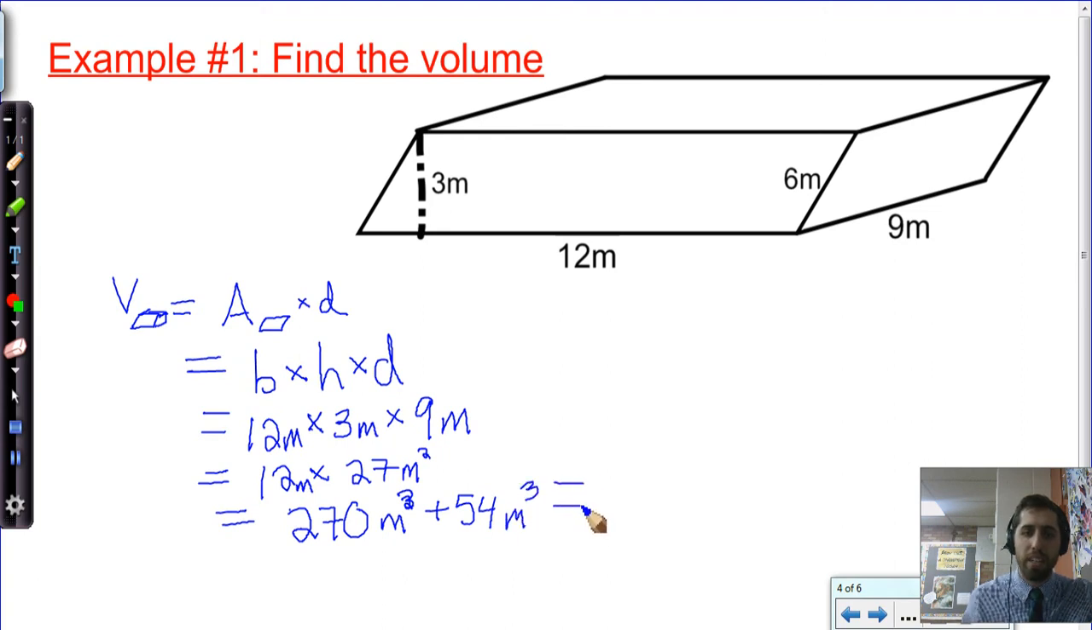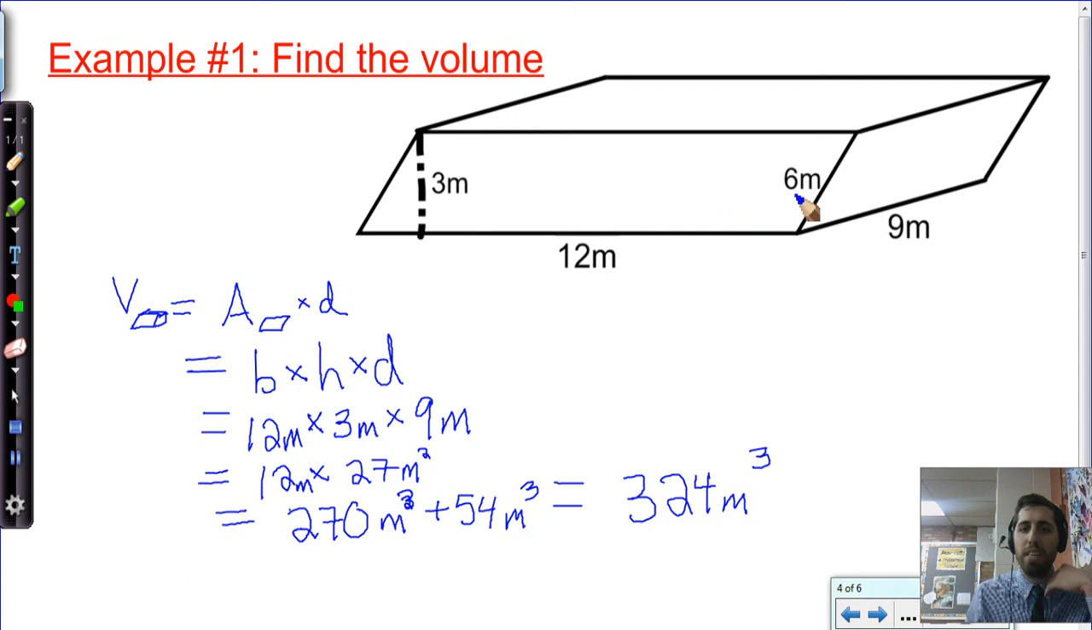So our final answer we're going to get here is going to be 324 meters cubed. And again, it's meters cubed, not just because we multiplied meters times meters squared, but also because we need to use little cubes to fill up this three-dimensional space. Three-dimensional units fill up a three-dimensional space.